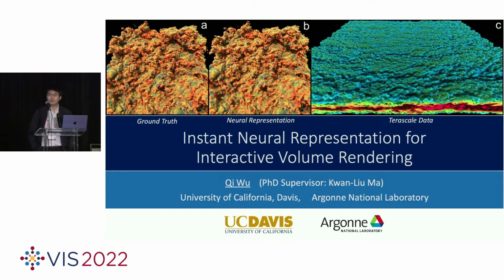Hello. Hi, everyone. My name is Qi Hu from University of California, Davis, and I'm also with the Argonne National Lab. And today I'm going to talk about my recent work on instant neural representation for interactive volume rendering. And I want to show you how to instantaneously construct a neural representation that produces almost identical visual images, and also at the same time render terascale data on a single desktop interactively.